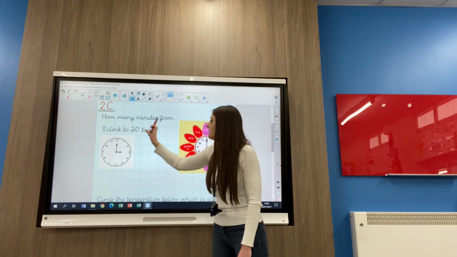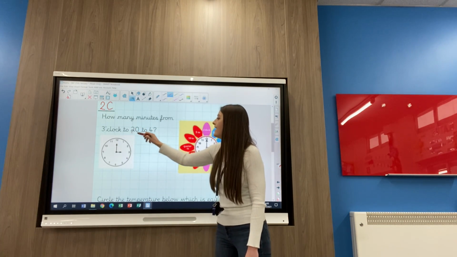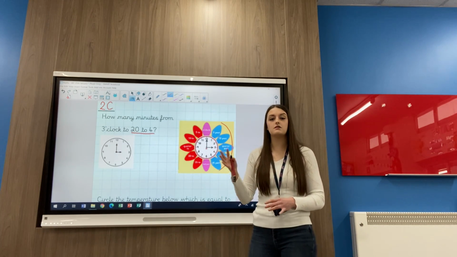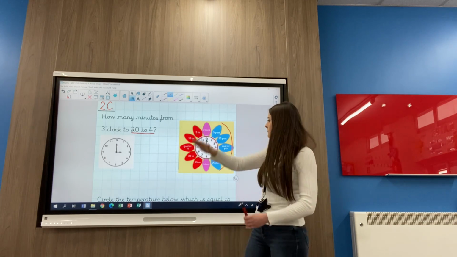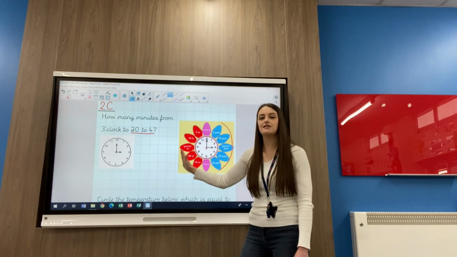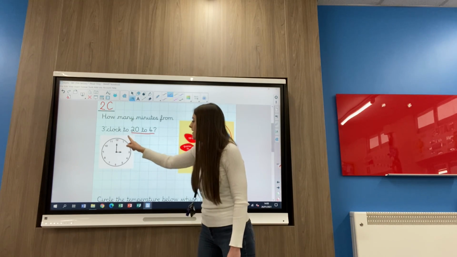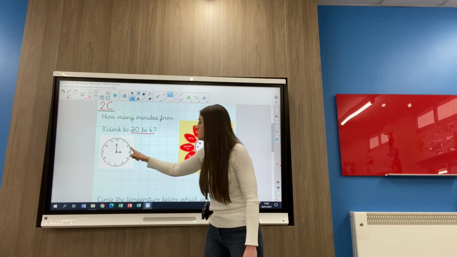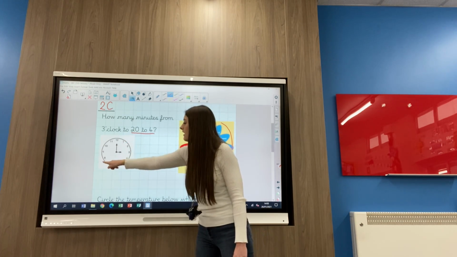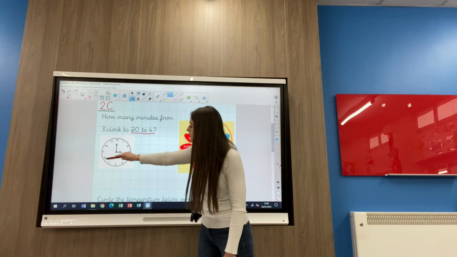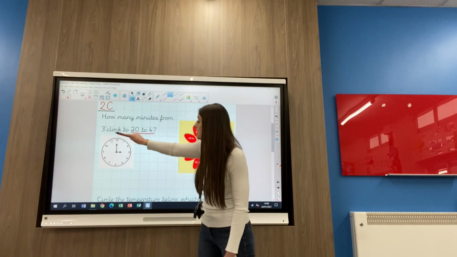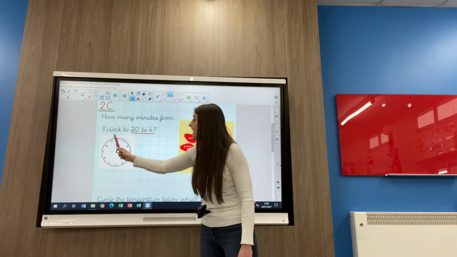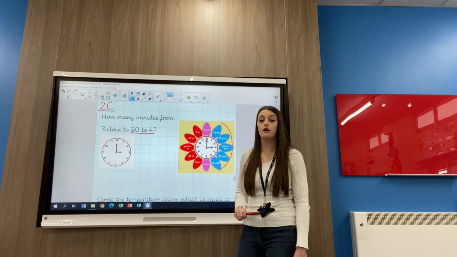Now, how many minutes from 3 o'clock to 20 to 4? Now, 20 to 4 tells me that's 20 minutes until it gets to 4 o'clock. So we know this side is the past, this side is the to. So if I was counting round 20 minutes to 4, I need to keep counting round my clock until I get to the 8. Because if you have a look, 5, 10, 15, 20, that's 20 minutes until my big hand, my minute hand, would get back to the 12 for 4 o'clock, okay?